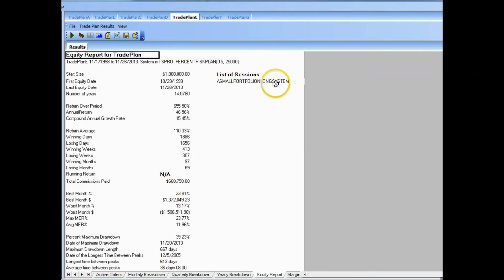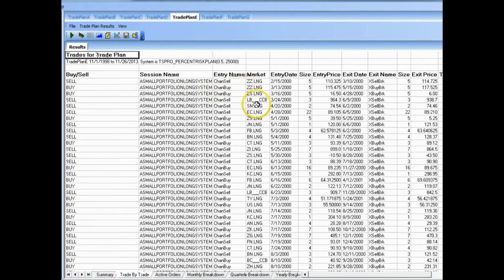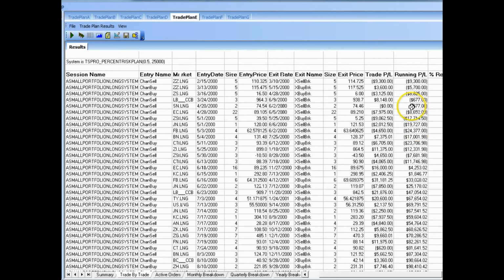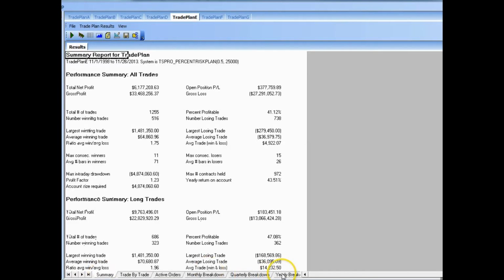as you can see, I've renamed the session a small portfolio long system. And you can actually see the trade by trade orders here. So ZZ is actually hogs, LB is lumber, ZS is soybeans, Swiss franc is SN, the euro dollar is EC. So this program really is pretty cool. It gives you all these details regarding what your system's doing. Here's your running profit and loss. And again, we can see the yearly breakdown.